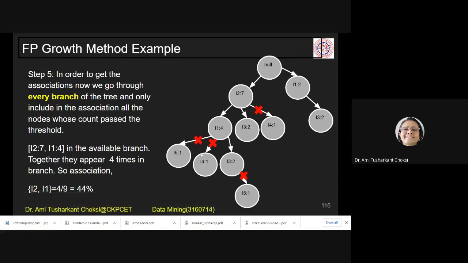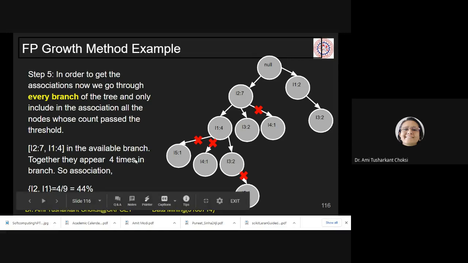Red crosses there. Same for this one, that is I4 1. Cross this. Right? Cut it. For this I4, do we have the count which is greater than or equal to minimum support? No. So cut this. Right? Getting it? Fine? Okay.